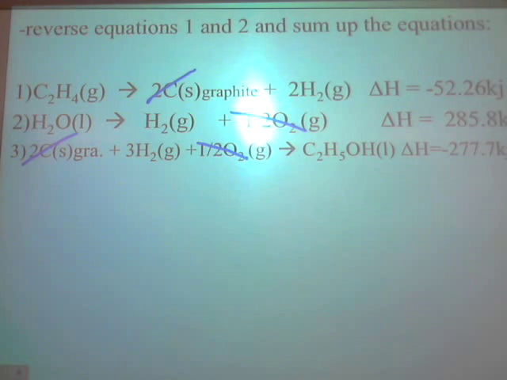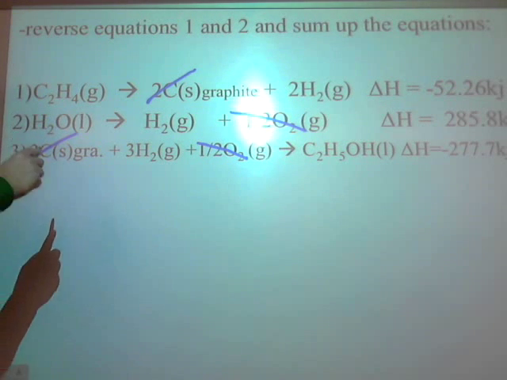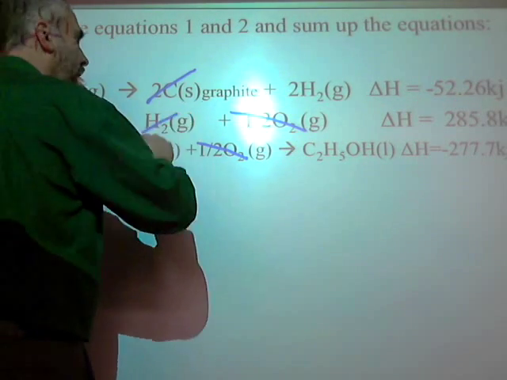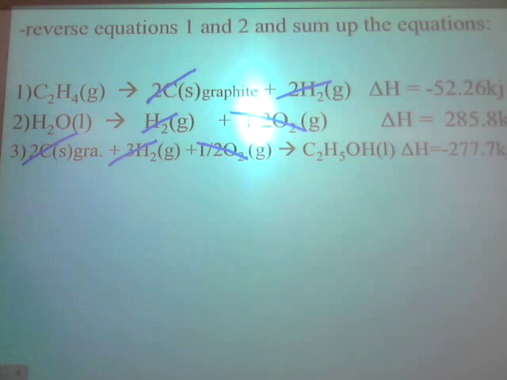Anybody else? I see somebody. Yeah, of the H2s, I've got 3 on this side. Do I have 3 on the other side? 1 there and 2 there. You see it? So they all canceled.